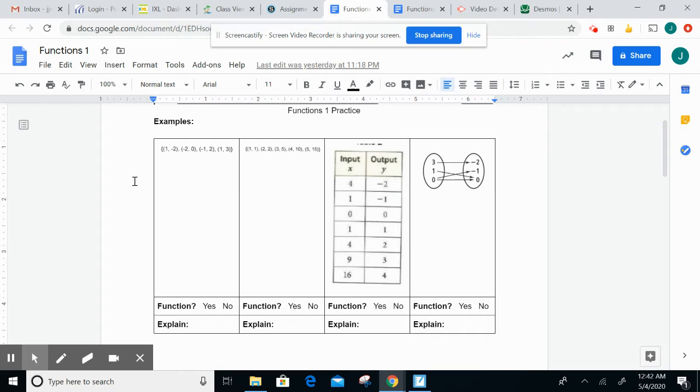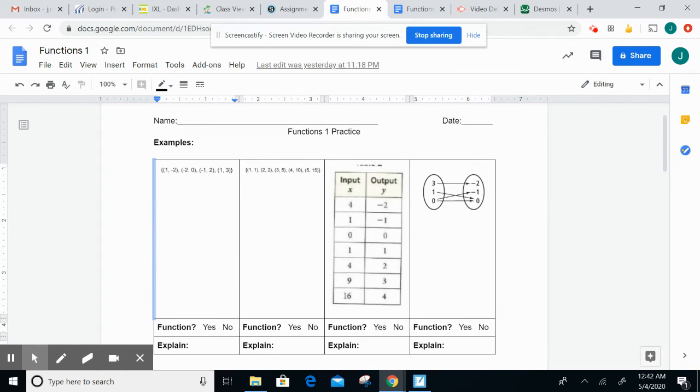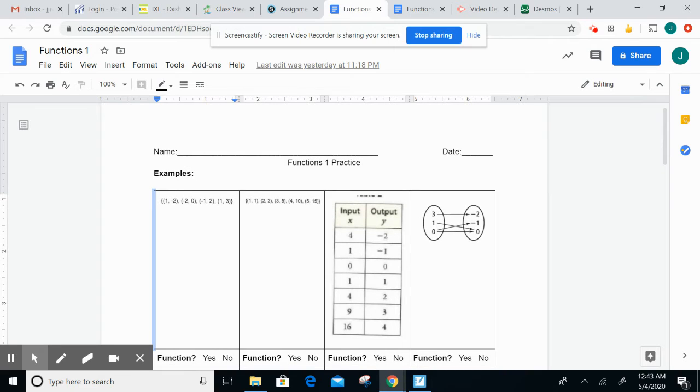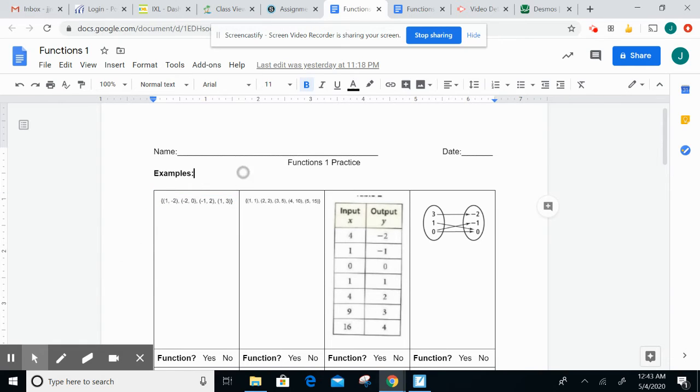So let's take a look. Now you might have to zoom in on these. I know I'm going to have to. Cool, okay, I can see this now that I moved it closer to my face. What we have is a set of points: 1, -2; -2, 0; -1, 2; and 1, 3. We can even write it out like this, just so we can organize it a little bit better, maybe see it a little bit better.